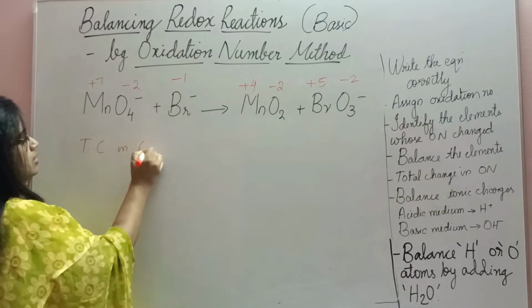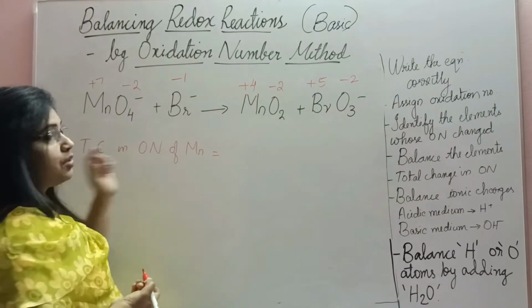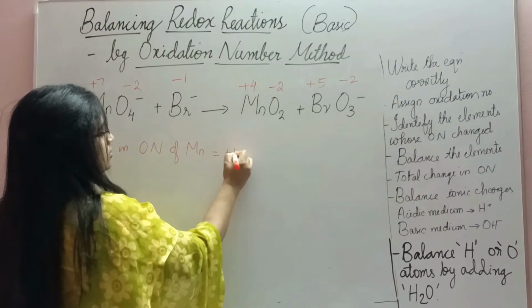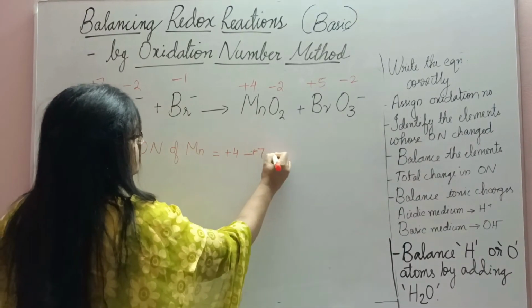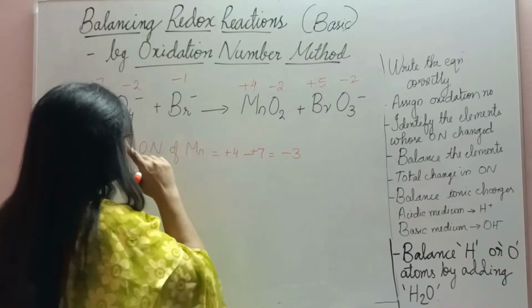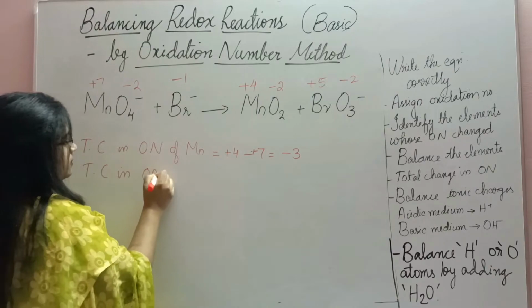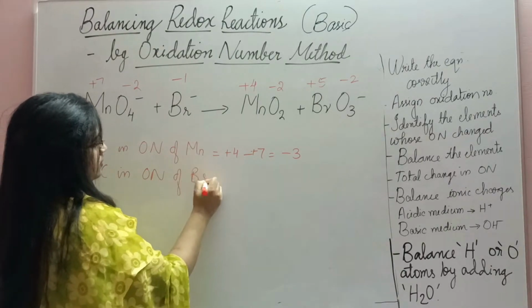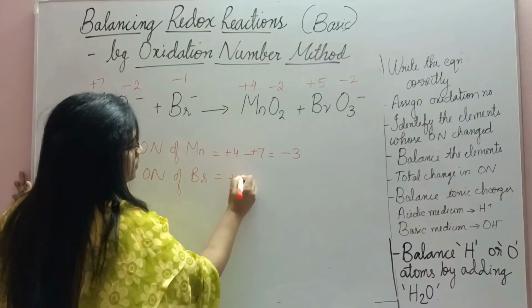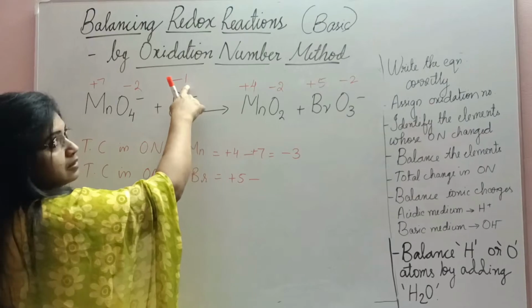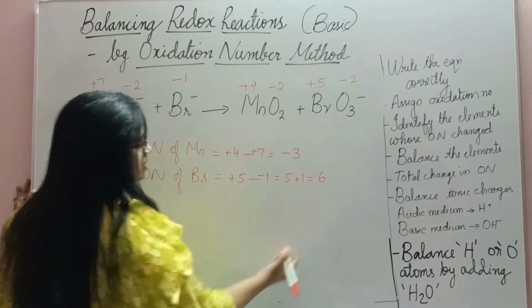Total change in oxidation number of manganese. So on the product side it is +4 minus +7, so that is equal to -3. Now what about bromine? It is on the product side +5 minus -1, that is 5 plus 1 is equal to 6.